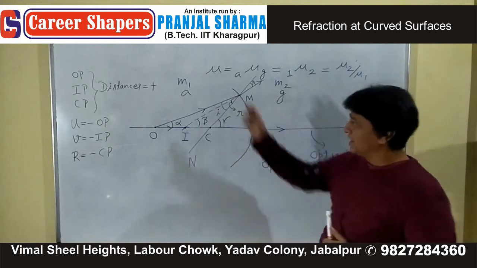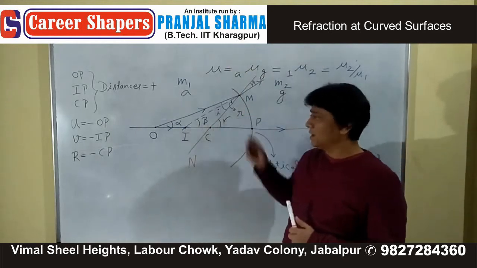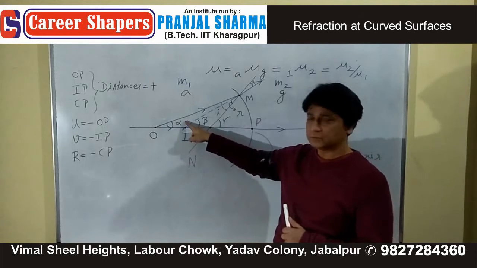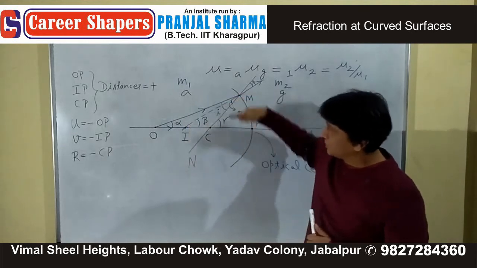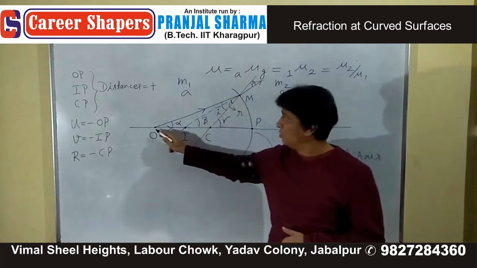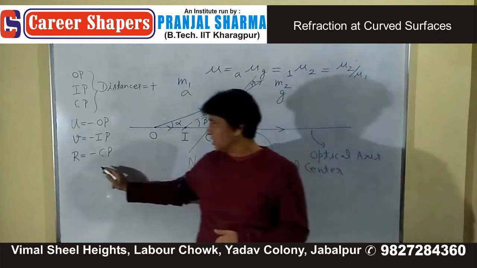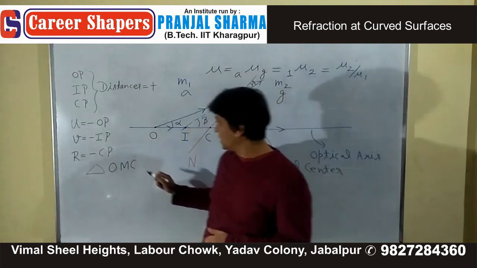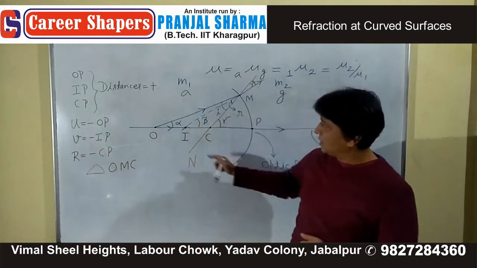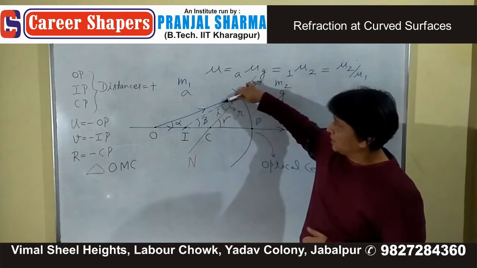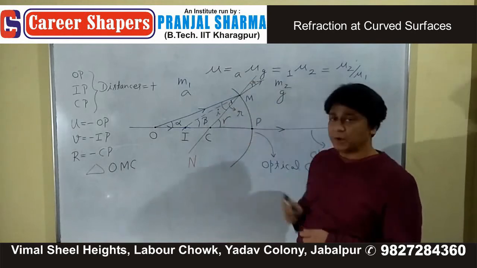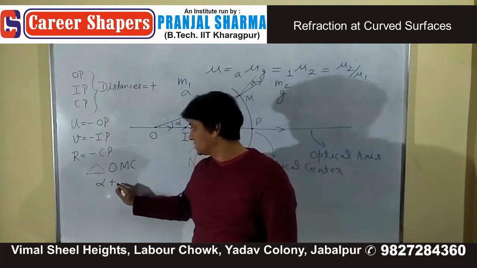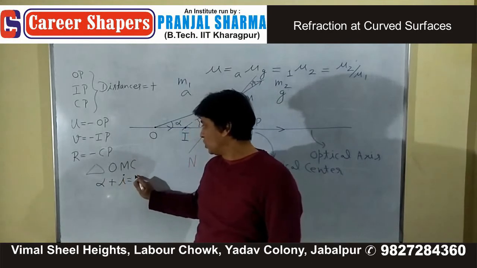Now, let's find out alpha, beta, gamma, I, R, a relationship between all these quantities. First of all, this is alpha. This whole thing is I. And if you look at the triangle OMC, in triangle OMC, alpha and I are internal angles, and gamma is the external angle. Therefore, alpha plus I is gamma.